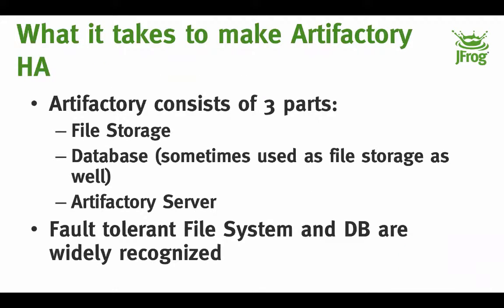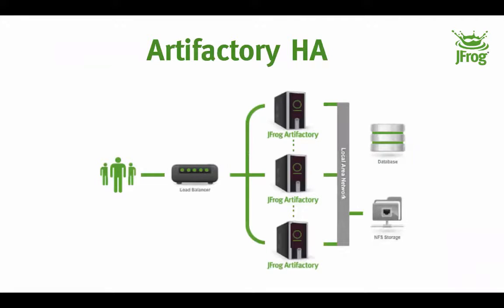Now, what does it take to make an Artifactory high availability environment? It's very simple. It only consists of 3 parts: file storage, where you would be storing your binaries, a database, which can also be used as a file store, but it's primarily used to store the metadata, and of course, the Artifactory system. Now, this is a very, very simple architecture where you have a 3-node cluster, one primary, 2 secondary, and you have the load balancer in front of them. And behind the scenes, you have the NFS in order to store the binaries, and a database to store the metadata.